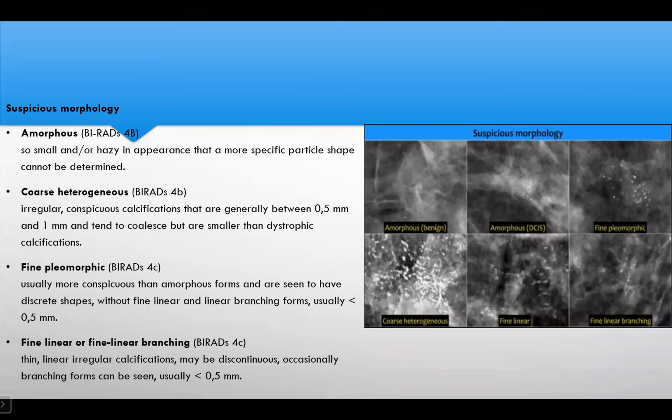Fine pleomorphic, given 4C, are usually more conspicuous than the amorphous form and are seen to have discrete shapes without being fine linear or linear branching forms, less than half a millimeter. Fine linear or fine linear branching is also given 4C: thin linear irregular calcifications that may be discontinuous. Occasionally branching forms can be seen, usually less than half a millimeter.